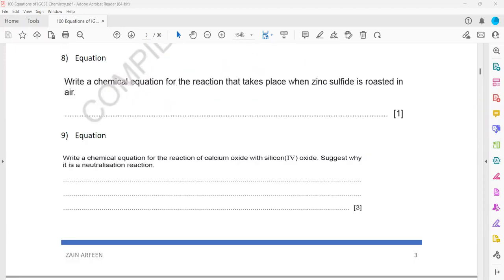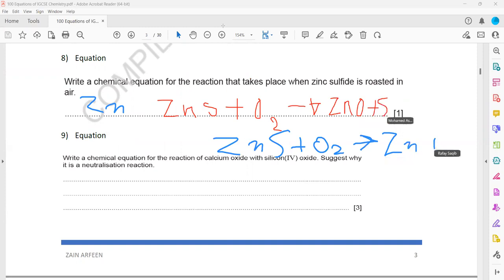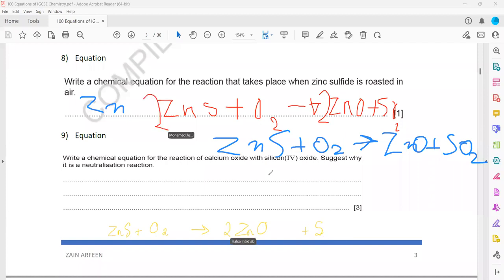Write a chemical equation for the reaction that takes place when zinc sulfide is roasted in air. When zinc sulfide is reacting with air, oxygen mainly, zinc sulfide plus oxygen gives zinc oxide plus sulfur dioxide. Then what will the balanced equation be? The equation is not balanced. Not sulfur, sulfur dioxide is formed, SO2.